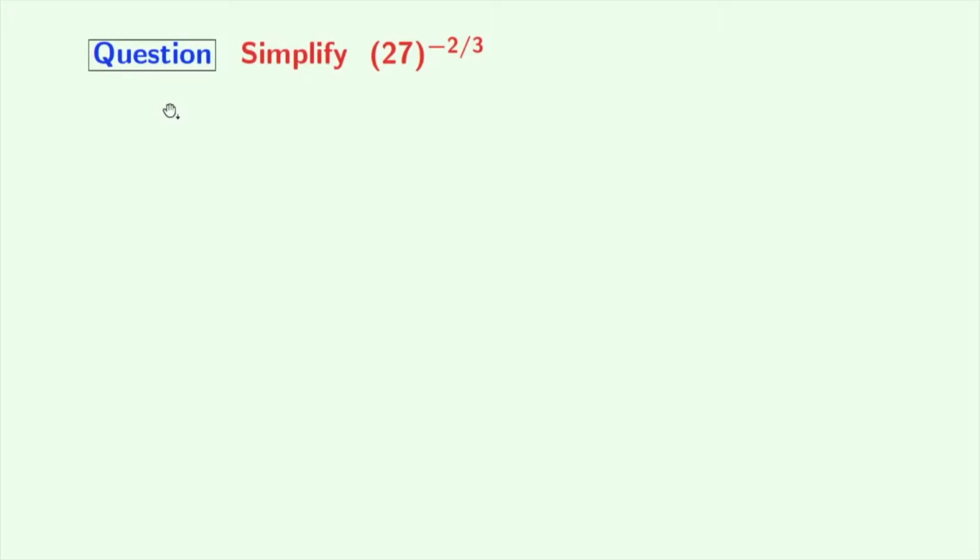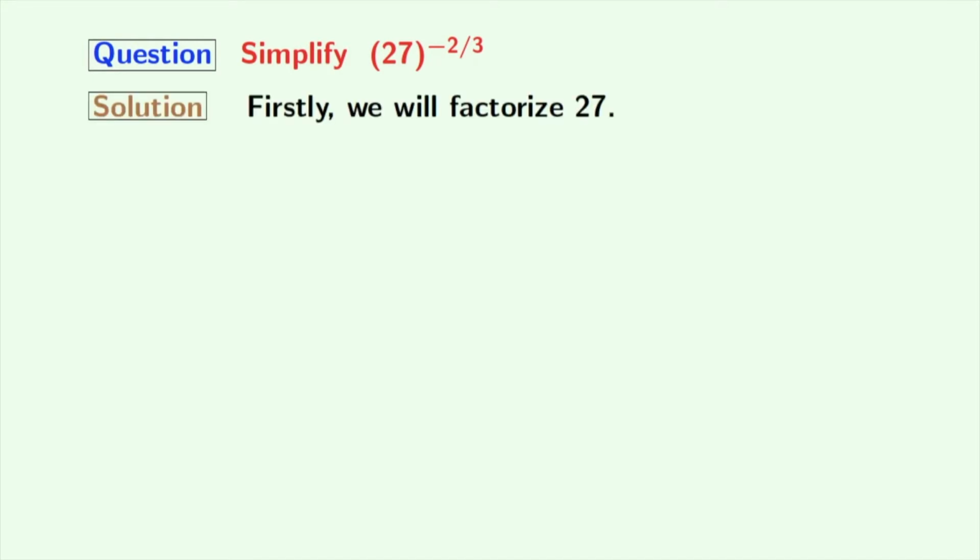In today's video, we will learn to simplify 27 power minus 2 by 3. So let's start. Firstly, we will factorize 27. We know that 27 is divisible by 3, so we can express it as 3 times 9.